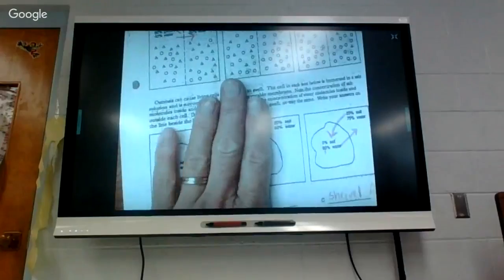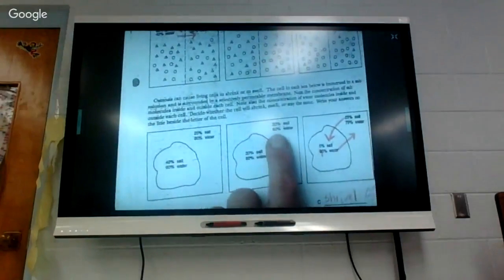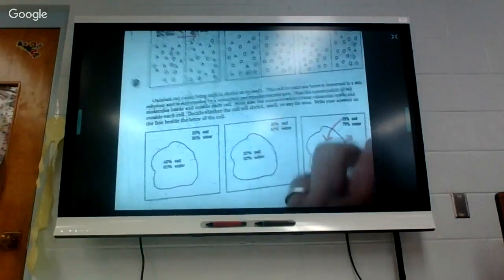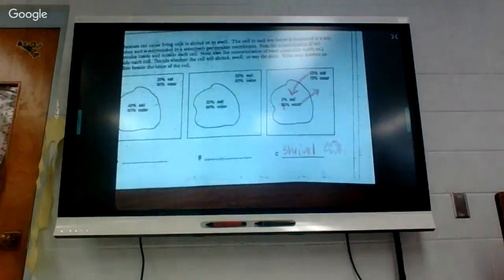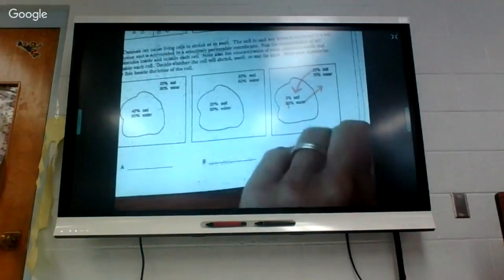What's this? 83 or 80? Oh, 80. Oh, never mind. 80, that's 20. Isotonic. Wait, what did you do? We gotta work by ourselves? So this is homework. You're just gonna finish that with homework. Oh, I got you. We're gonna flip to the lab sheet right now.